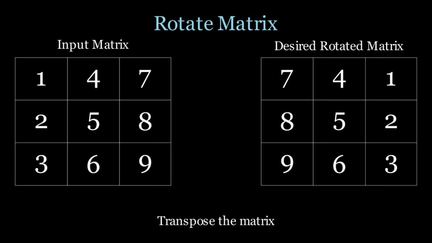In the first row, we have 1, 4, 7 versus 7, 4, 1. In the second row, we have 2, 5, 8 versus 8, 5, 2. In the last row, we have 3, 6, 9 versus 9, 6, 3. So we're close. The only thing we have to do now is reverse each row, right? So let's reverse each row.